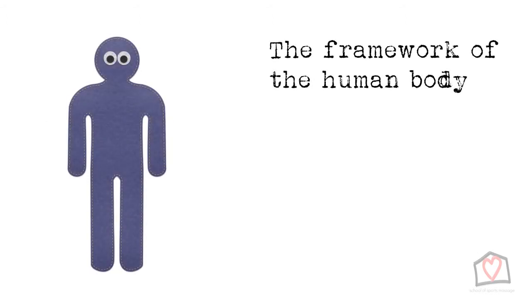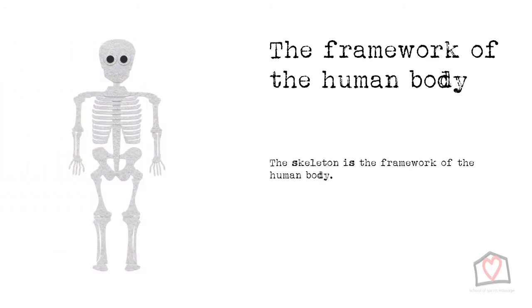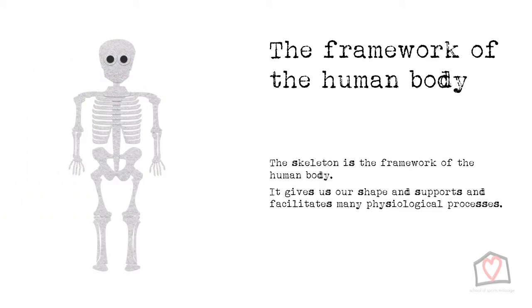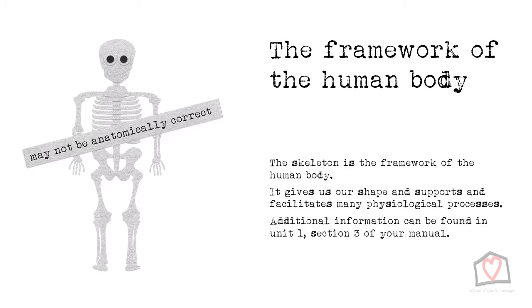In this section we will look at the skeleton, the framework of the human body. It gives us not only our shape, but supports and facilitates many physiological processes, including blood movement and production. All the additional information you need can be found in Unit 1, Section 3 of your manual.